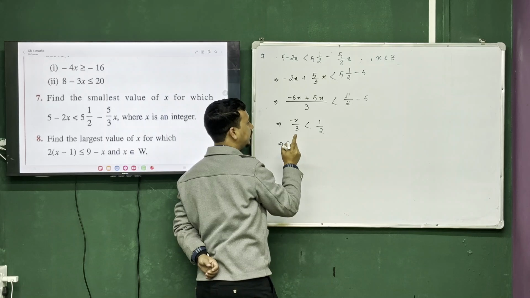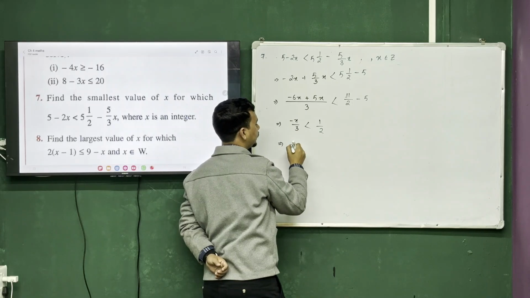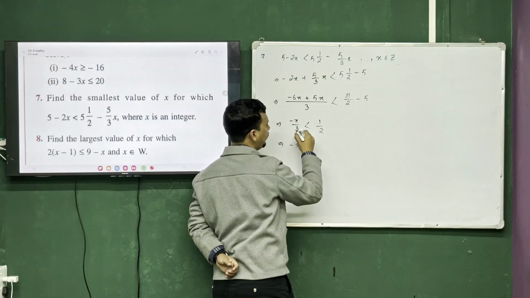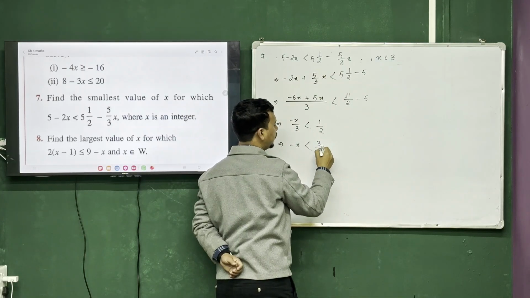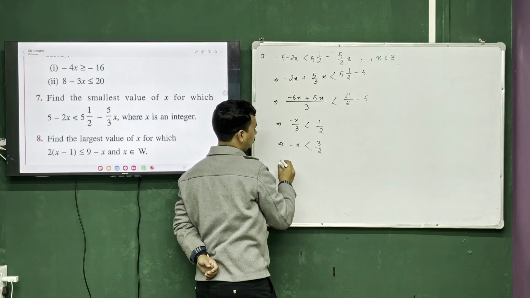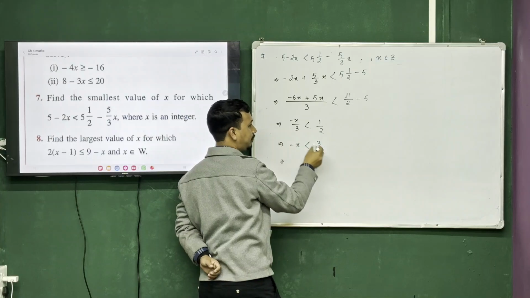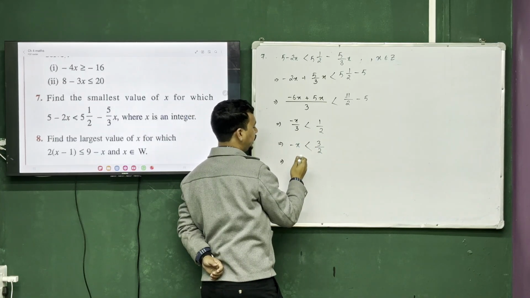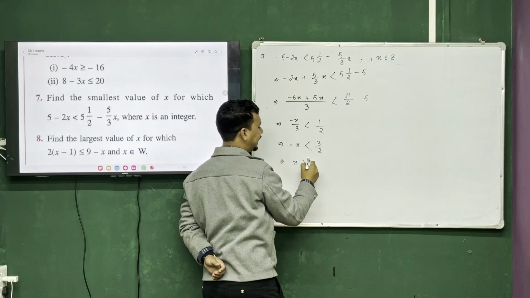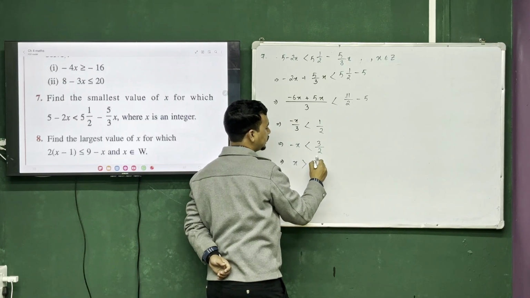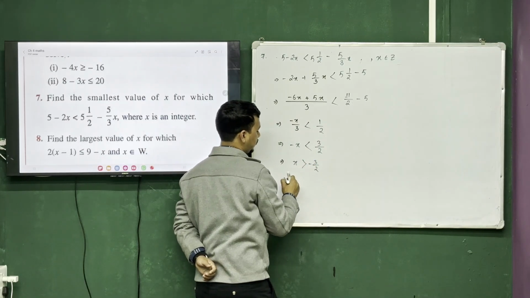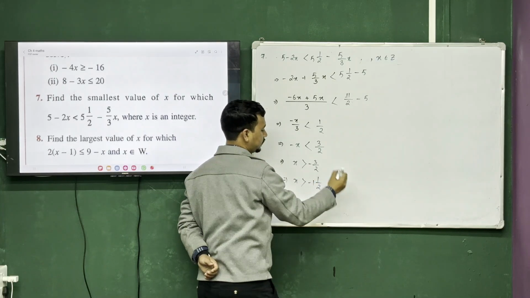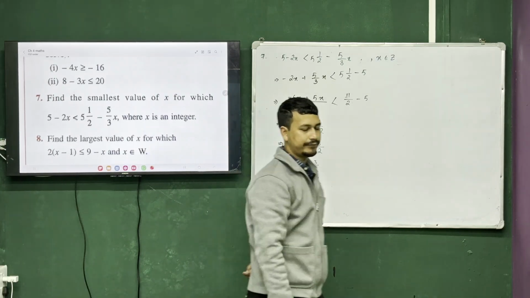Now I'm going to cross multiply, so we have to be careful. So we have minus x is less than, since it's a positive number, 3 by 2. So this implies, now I'm going to shift minus this side. So since we're shifting minus, the sign will change. So x will be greater than minus 3 by 2. So x will be greater than minus 1.5.